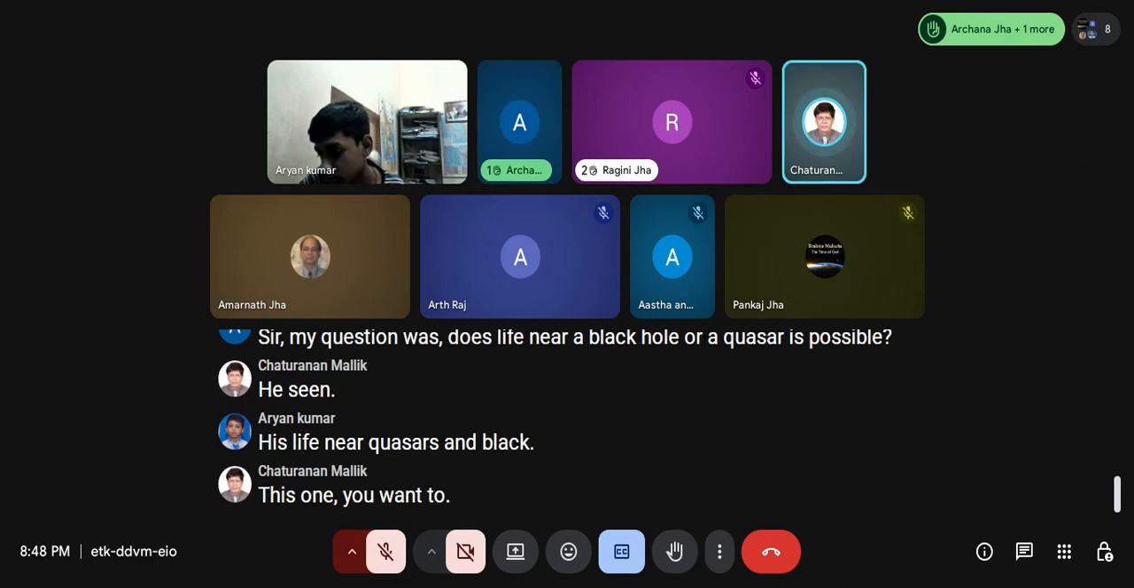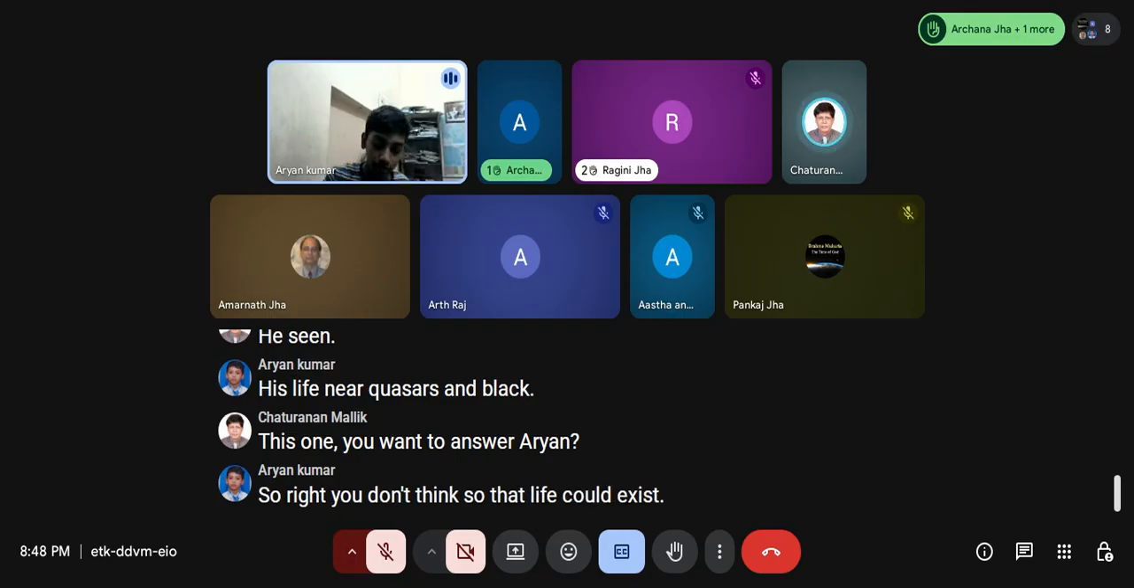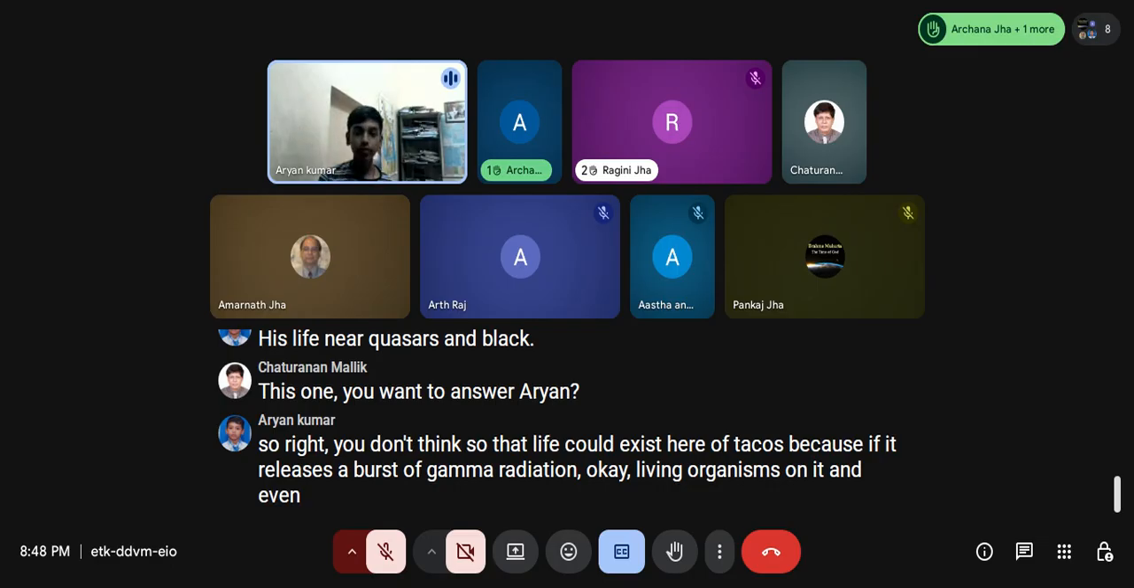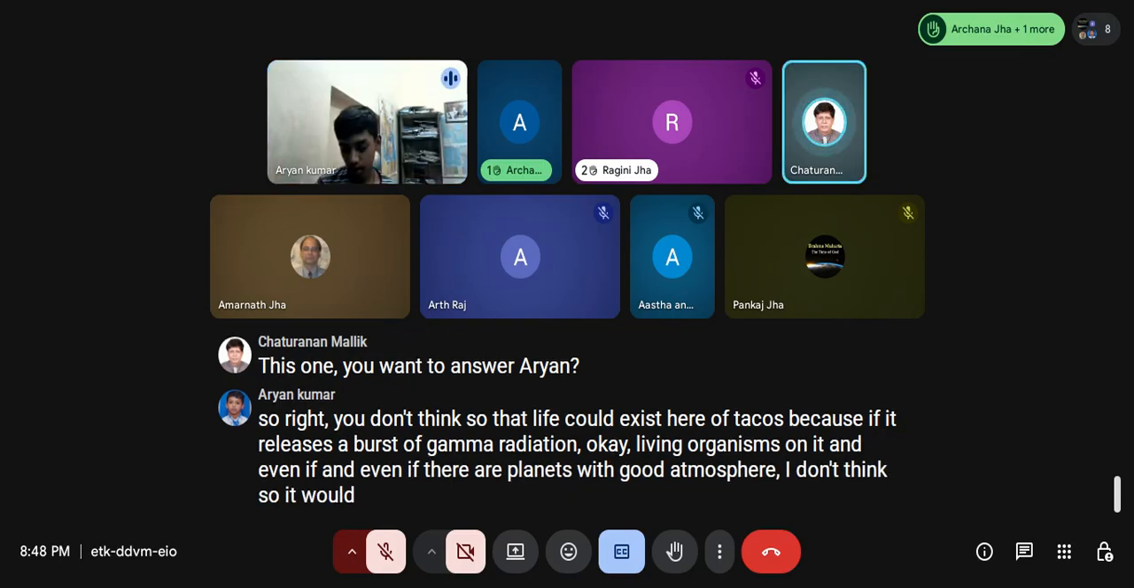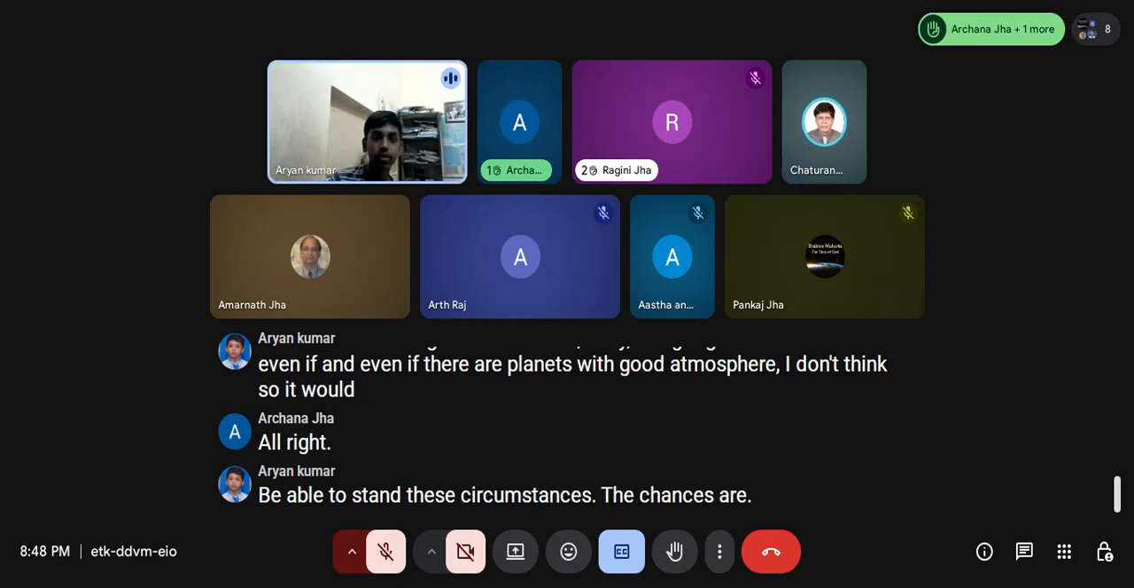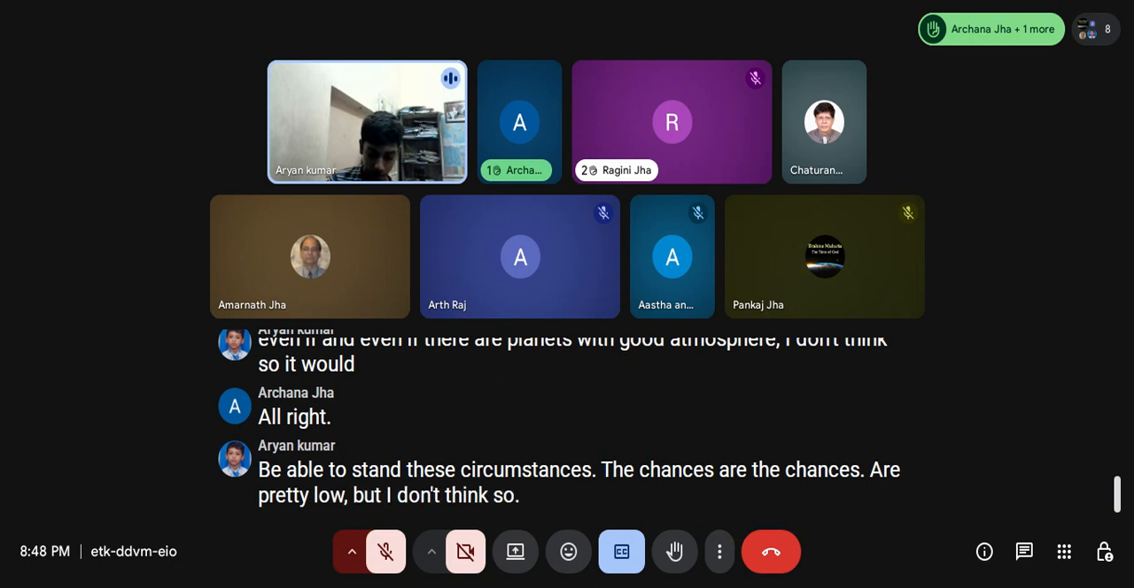Or this one you want to answer, Aryan? So I don't think that life could exist near a quasar or black holes, because if it releases a burst of gamma radiation, it will kill the living organisms on it. And even if there are planets with good atmospheres, I don't think they would be able to withstand these circumstances. The chances are pretty low, but I don't think we can discover any.